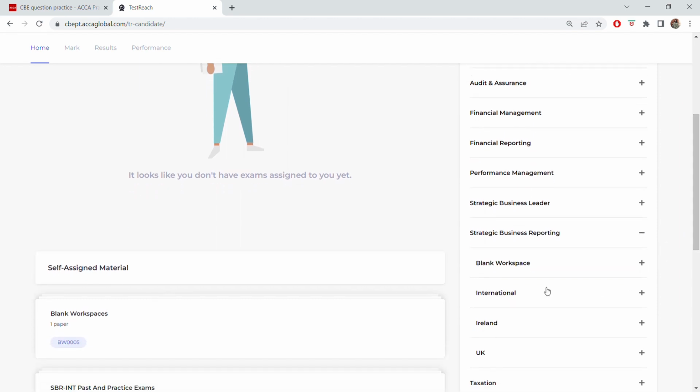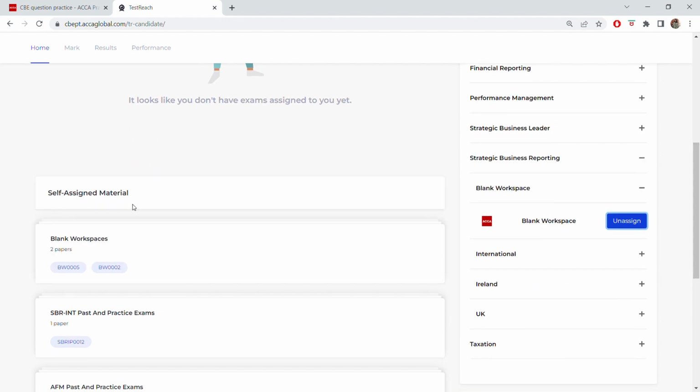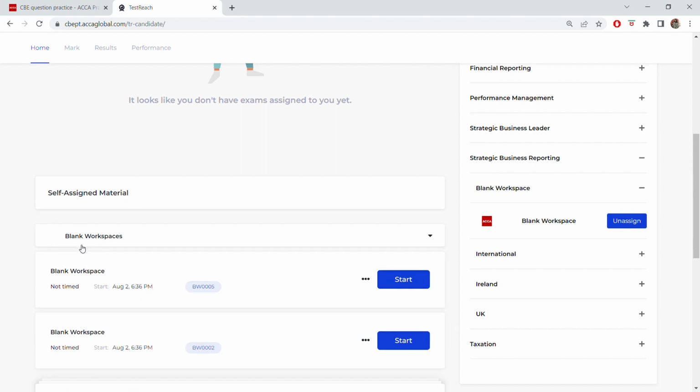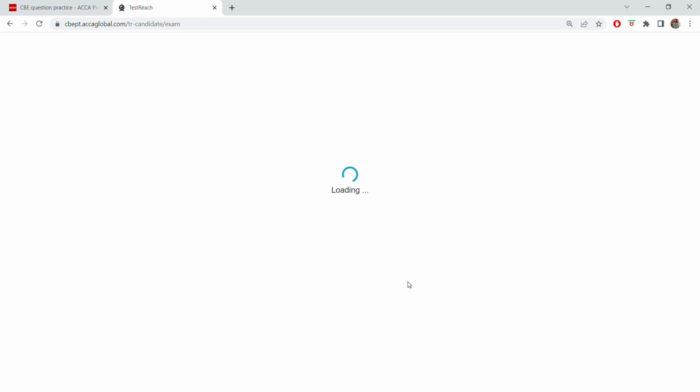Okay, and we want to choose a blank workspace because we are not taking any past paper questions. And you need to assign it, and the moment you assign it, on your left hand side under self assigned material, you'll be seeing blank workspace. Click here. Okay, and you need to start.